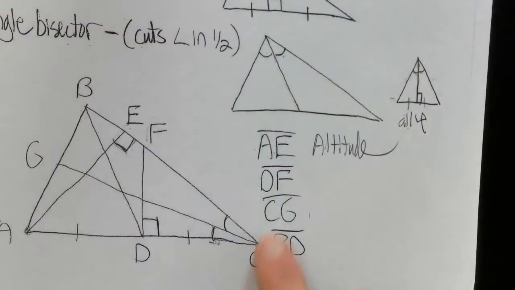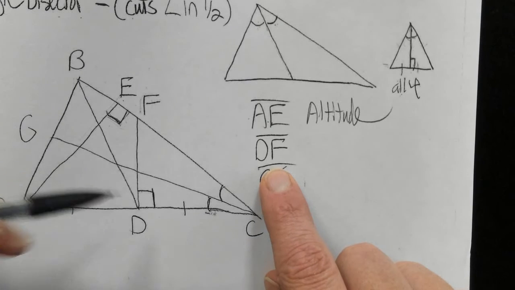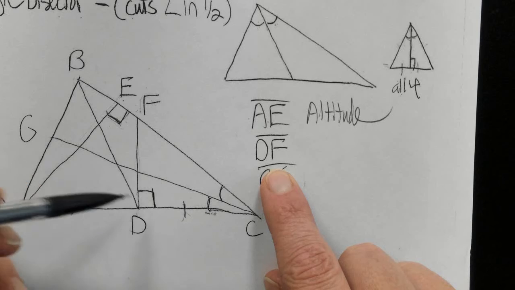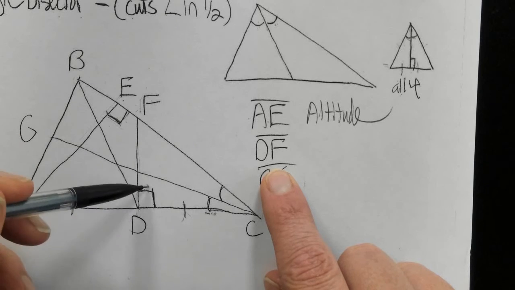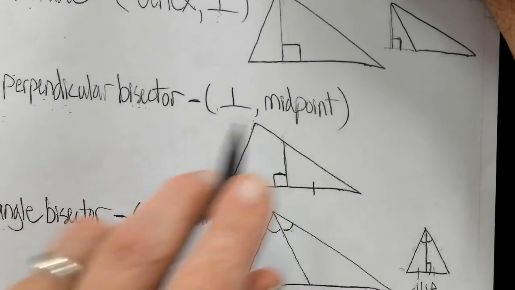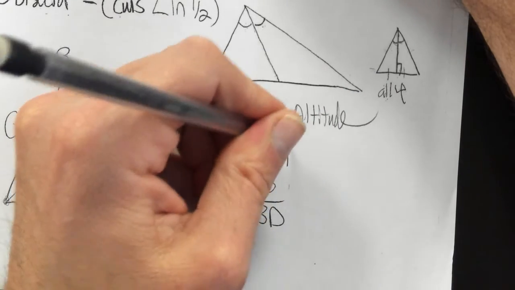All right, next one, DF. DF hits perpendicular and it cuts this side in half, so it bisects it. Perpendicular and bisects, hits at the midpoint. It's a perpendicular bisector.